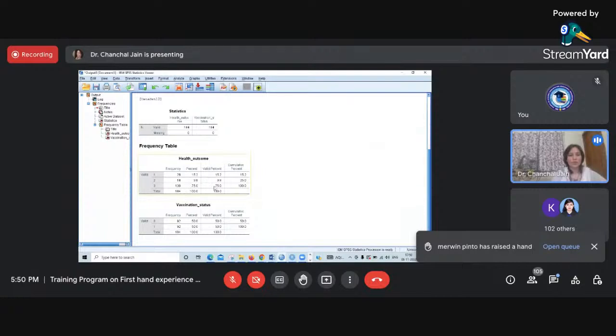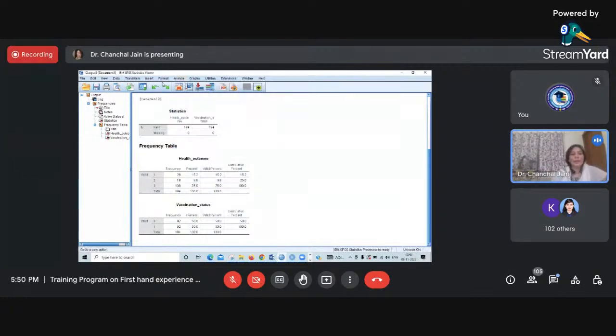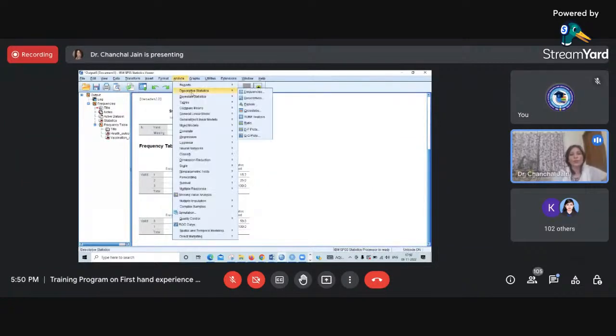I think it is not giving me the cross-sectional type of frequency. Just a minute. So I think rather than doing this, I'm directly going to the Analyze menu. You can go to Descriptive Statistics and then select Crosstabs. Again, I'm repeating: go to the Analyze menu, then select Descriptive Statistics. Then in the further box, you can select Crosstabs.